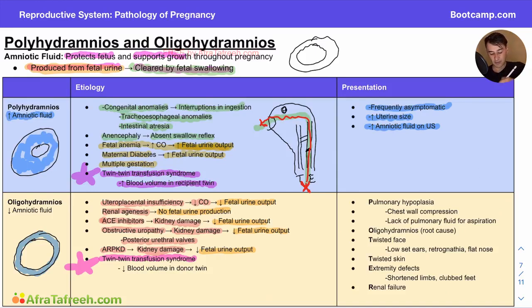And so I want you guys to notice that I have POTTER in bold here, and this is because oligohydramnios presents with a classic constellation of findings that are going to be really high yield on exam day. So let's go through each one.